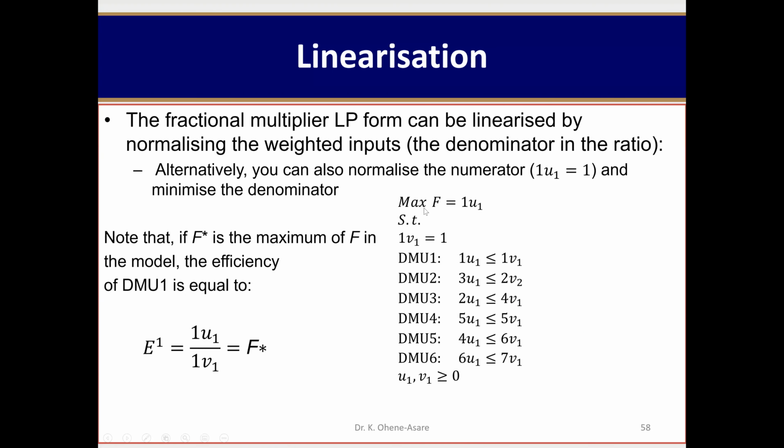Since we are still doing it for DMU1, DMU1 will have an input called what? 1. Let me just rewrite this here so that it becomes interesting to you. So the efficiency, the theta star, which is the efficiency score of DMU1, or A.